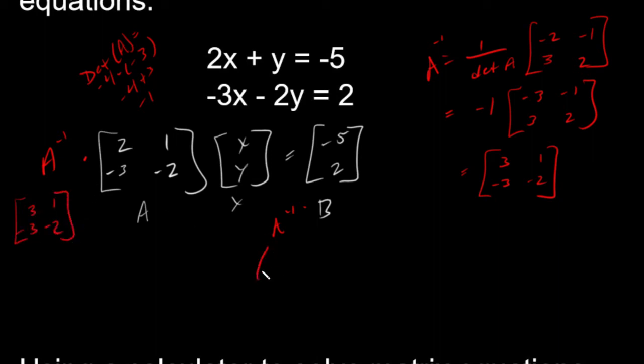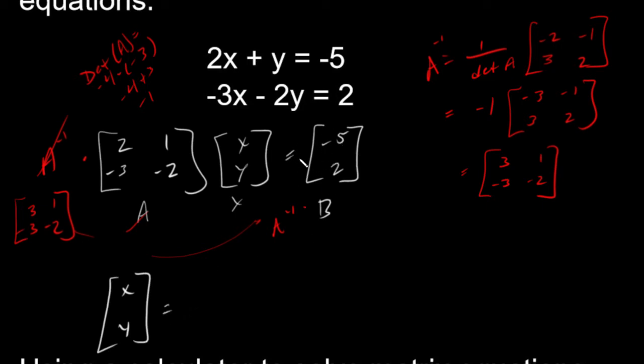So really that's what we're multiplying by. And that would go over here as well, right? So you don't need to multiply A inverse times A, because the idea here is these cancel. And you just have your x, y, your variable matrix, equaling this product here.